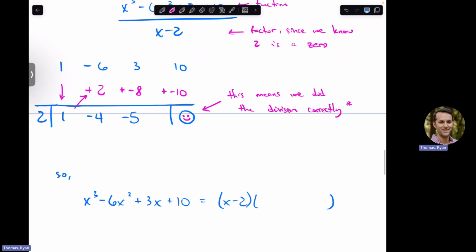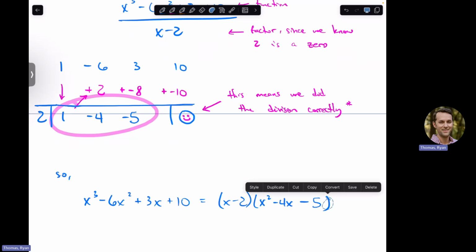That means that this expression we were trying to factor, x cubed minus 6x squared plus 3x plus 10, is x minus 2 times what? x squared minus 4x minus 5. The original thing was degree 3, right? So it had 4 terms: the cube, the square, the linear, and the constant term. We divided out a linear thing, which means these are the coefficients on x squared and x and the constant term of the quotient.